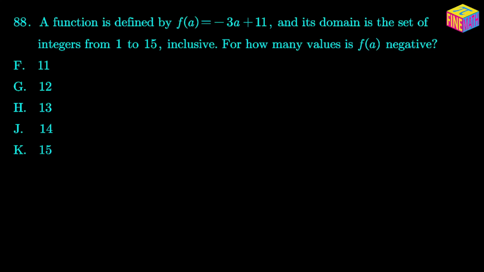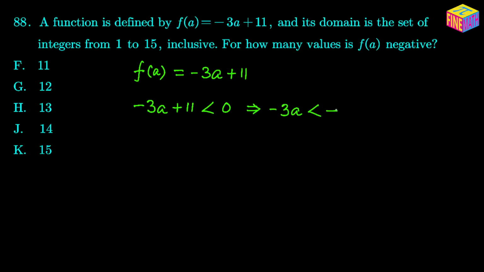So what is f of a in our case? Well, f of a is equal to negative 3 times a plus 11, and now we have to find out such values of a for which this expression will be negative, right? So now if this expression has to be negative, can we say that negative 3 times a plus 11 has to be less than 0? And from here can we say that negative 3 times a will be less than negative 11?